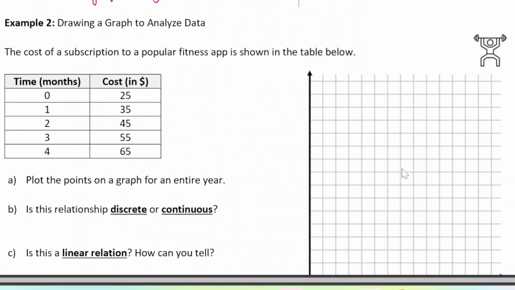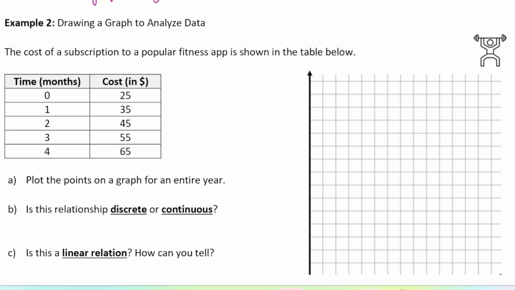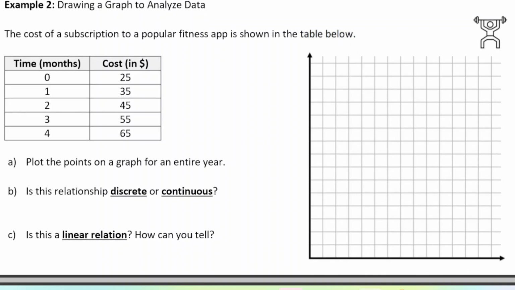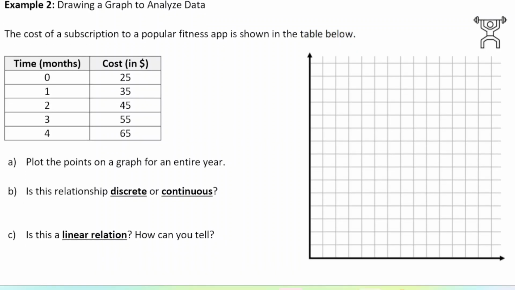Drawing a graph to analyze data. So we're going to be drawing a graph here. I chose numbers that would work out fairly well so that we can choose our intervals pretty easily for the graph. We're looking at the cost of a subscription to a fitness app. So I'm going to go ahead and just start with the title of my graph. We're looking at the cost of an app over time.